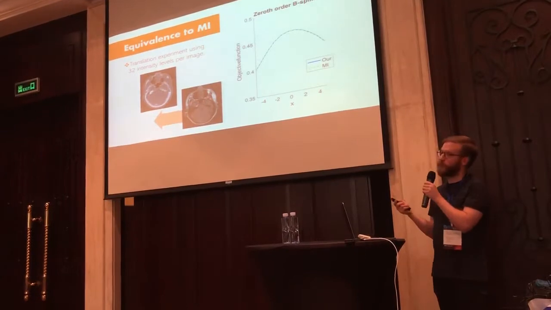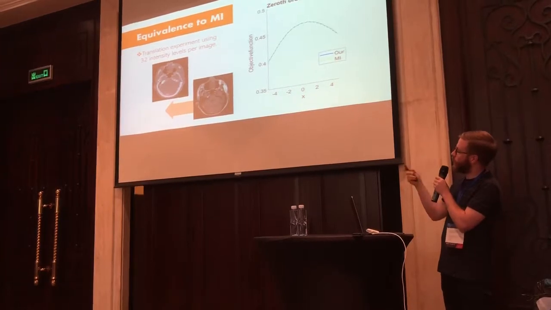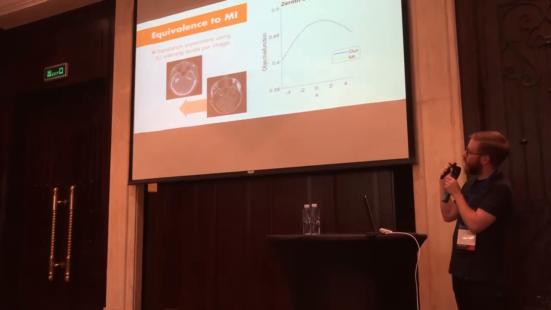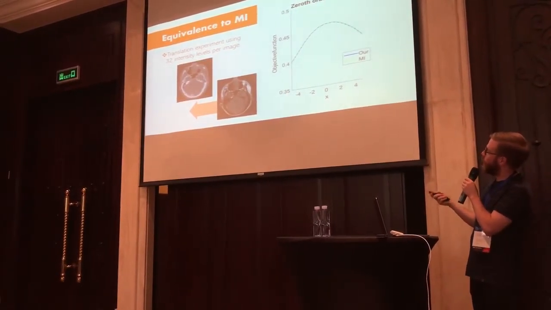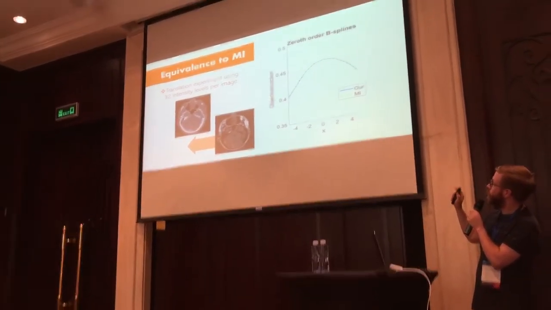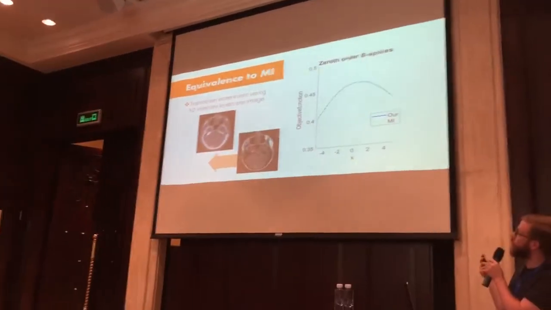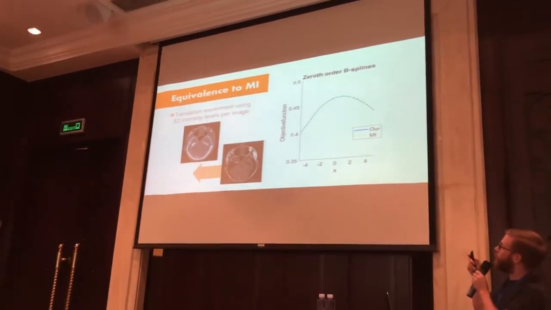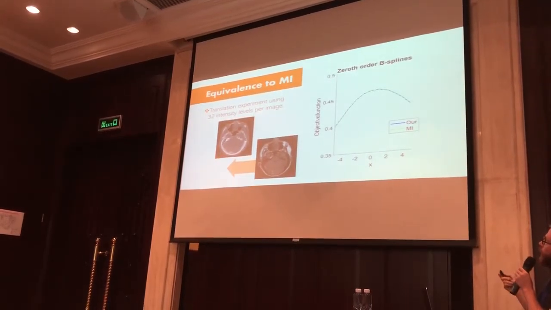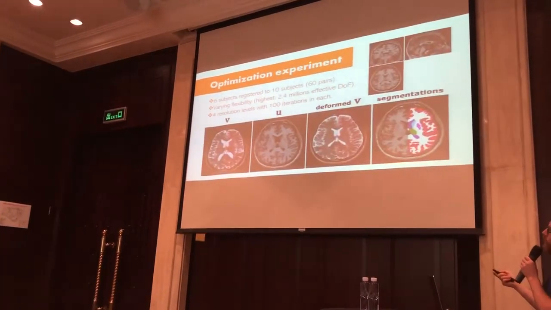So how is this equivalent to mutual information then? We do a small experiment here, just a translation experiment, a slice of the same subject, and we move just one of the images a few voxels in each direction. As you can see, our model and mutual information is the same for 0th order B-splines, and it would also be for 1st order B-splines at each voxel location. And for 3rd order B-splines, it will look very similar.